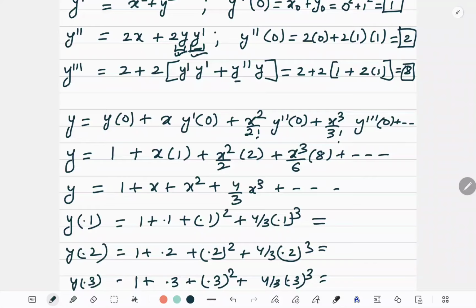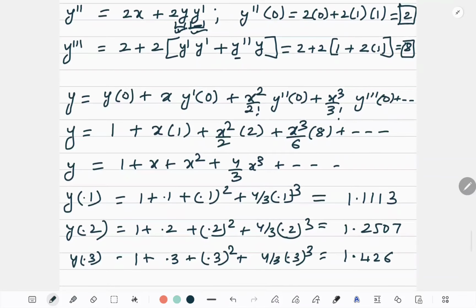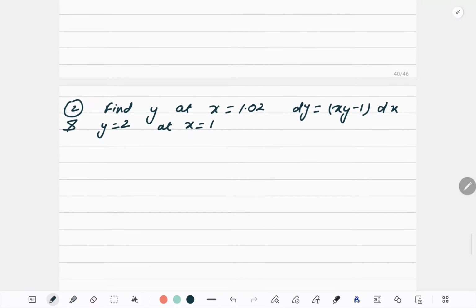So I'll get 3 values. If you calculate, you'll get 1.113, 1.2507, 1.426. So this will be the answer. So this is how we have to solve the questions. Now let's see one more question for more understanding.